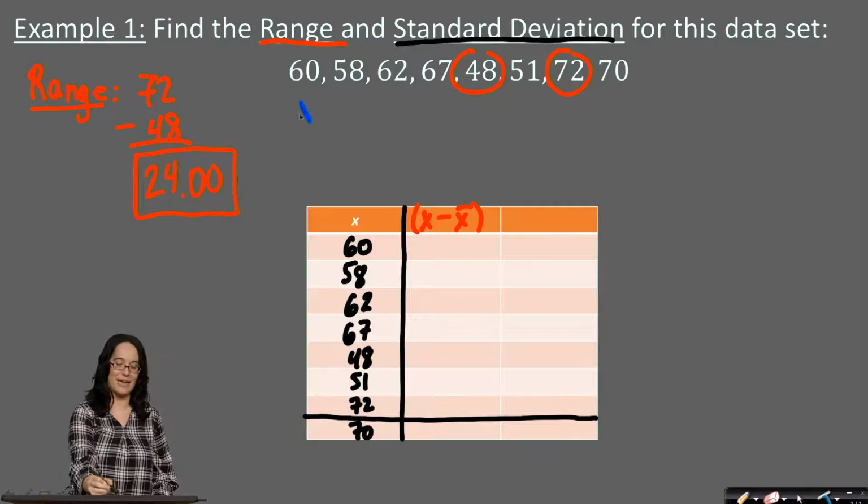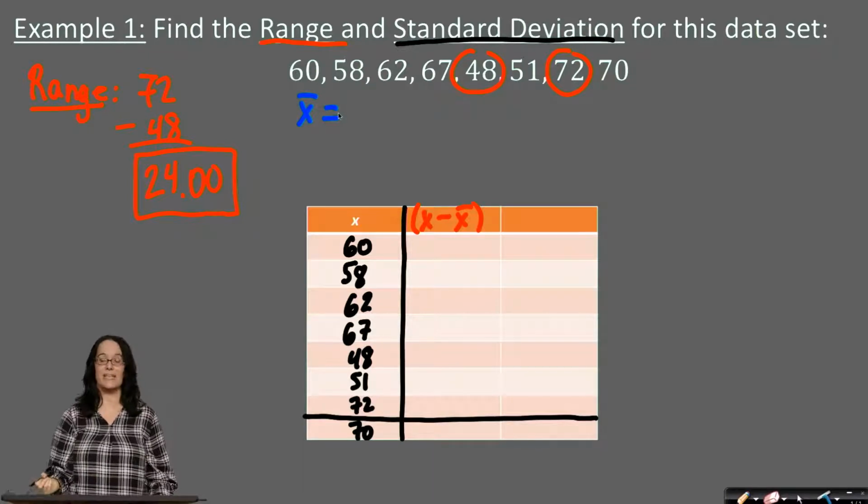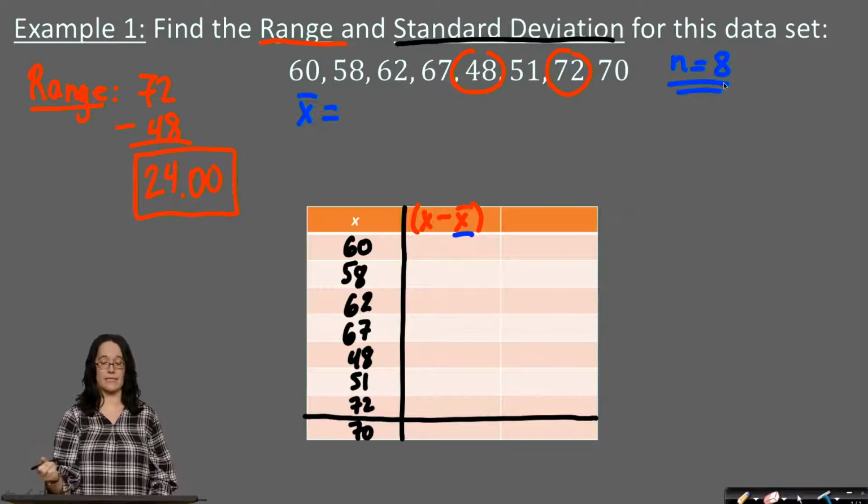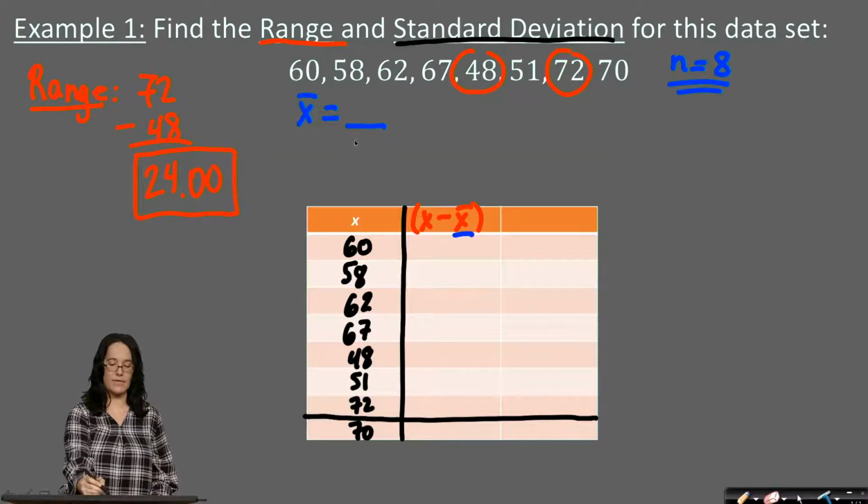That's right, we needed X bar. So to find X bar in this formula here, what did you do? Right, you added them all up and divided by the total number of them. What is your total number of values here? 1, 2, 3, 4, 5, 6, 7, 8 is correct. So n is 8 in this data set, so we would be dividing by 8 for our mean.